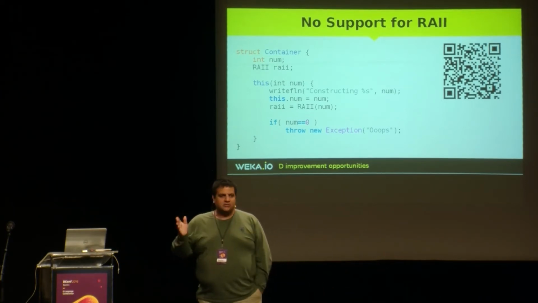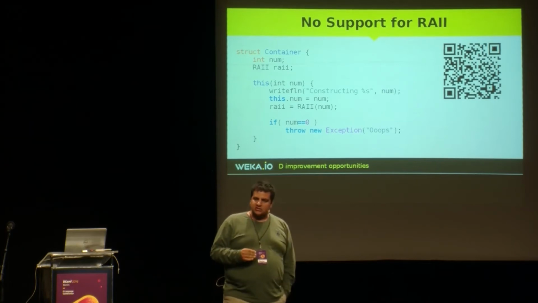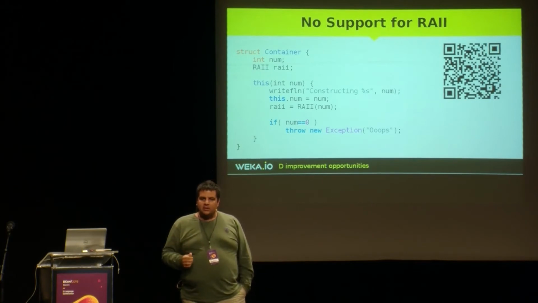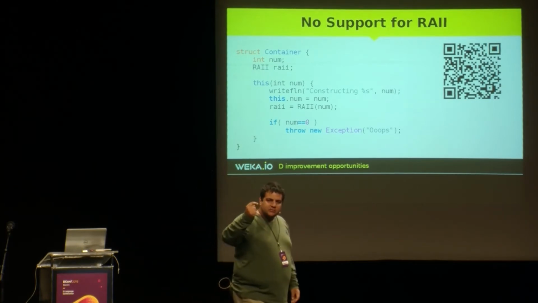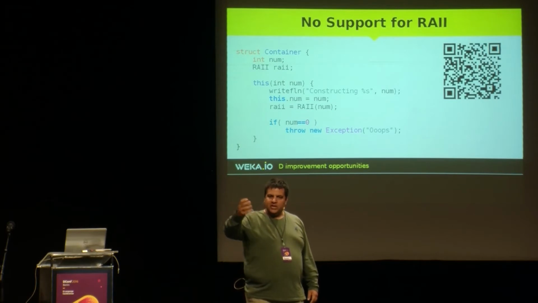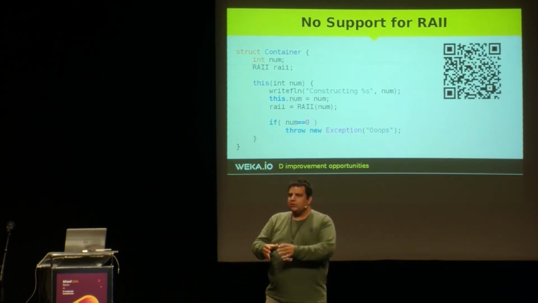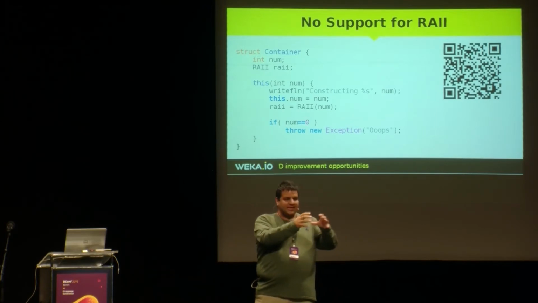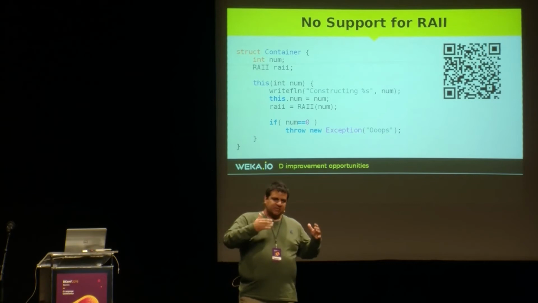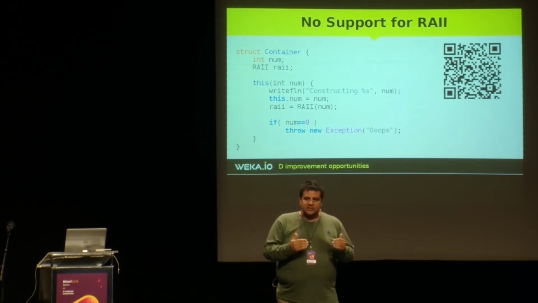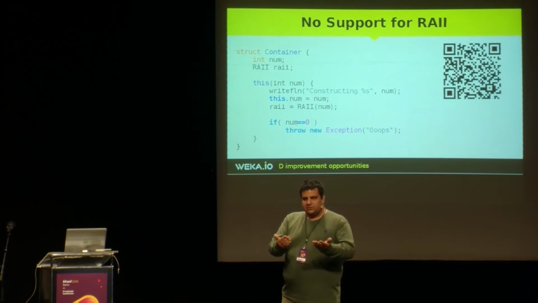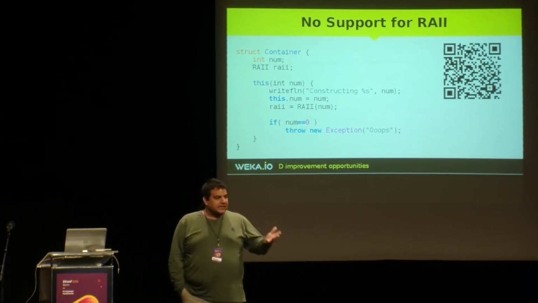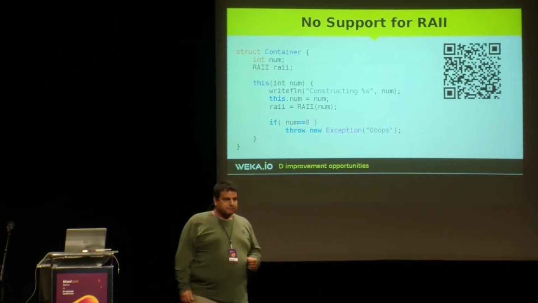RAII is resource acquisition is initialization. It's a methodology that C++ promotes really heavily that says we're never allowing resources to be left dangling. Whenever we allocate a resource, be it memory or a file or whatever, we immediately wrap it in a handler, which is a C++ class that has a destructor that is in charge of releasing that resource. And by doing that, we make sure that we're not leaking, that we're not forgetting something.